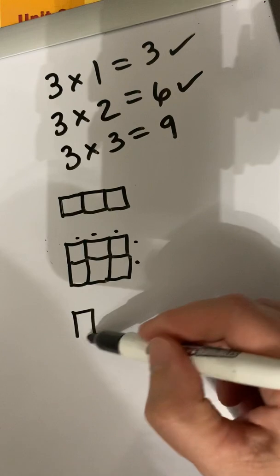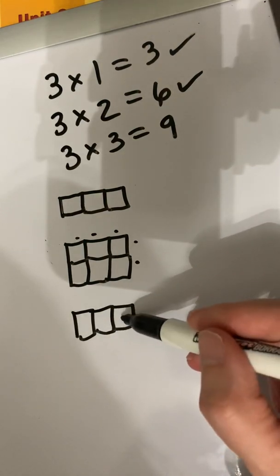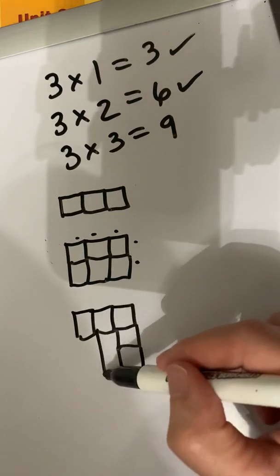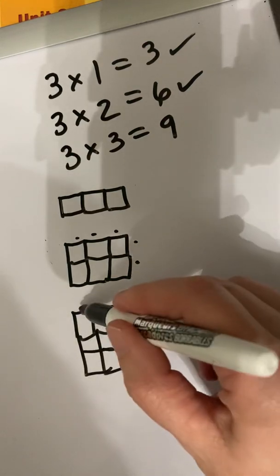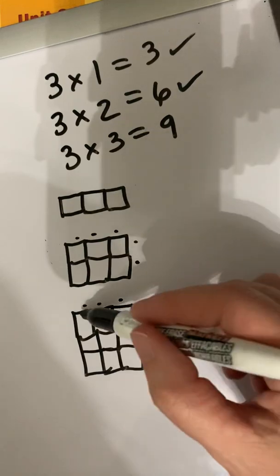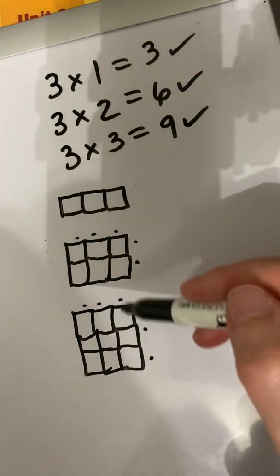So we go 1, 2, 3 by 1, 2, 3. So I got 1, 2, 3 by 1, 2, 3. So I got a 3 by 3. So I got 3 here, 3 here. Check. Okay, so I've drawn the arrays.